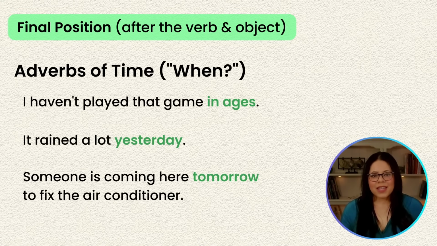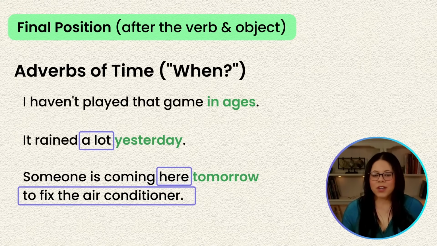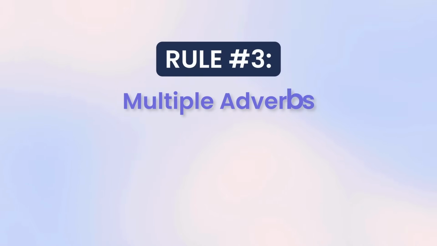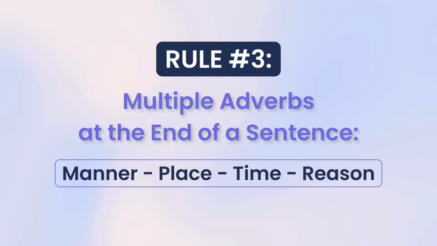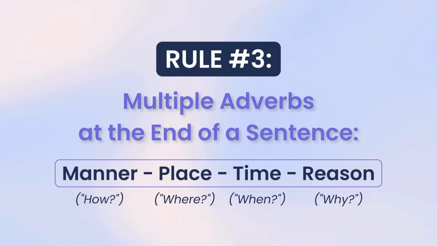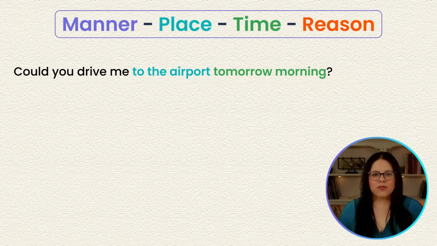Now, you'll notice that these sentences have more than one adverb. Our next rule will explain what we should do in this situation. Rule number 3. Multiple adverbs at the end of a sentence generally follow this order: manner, how, place, where, time, when, and reason, why. Could you drive me to the airport tomorrow morning?